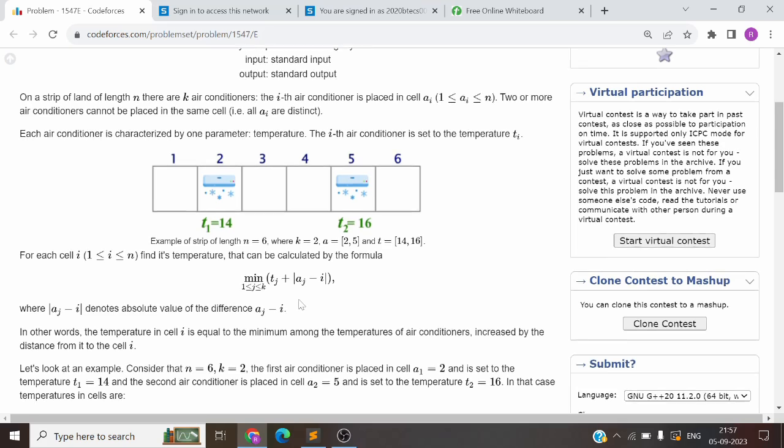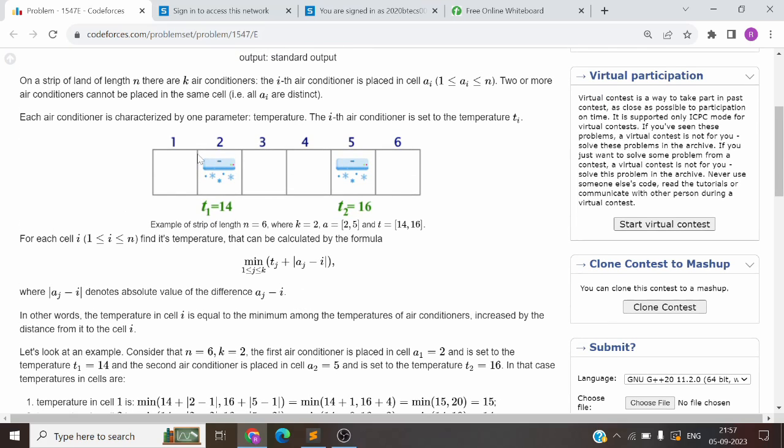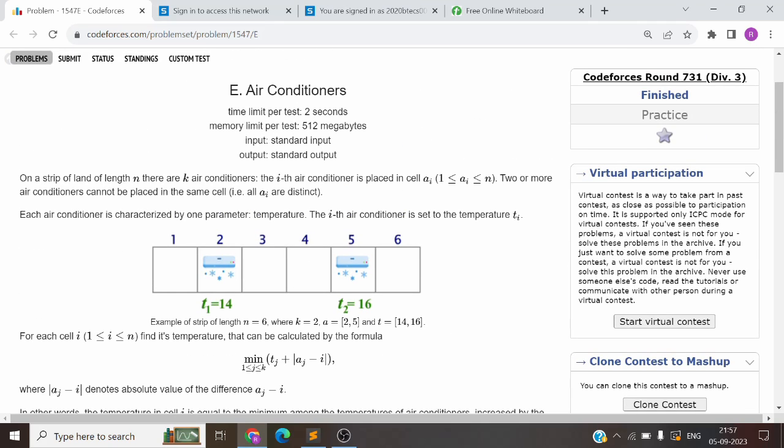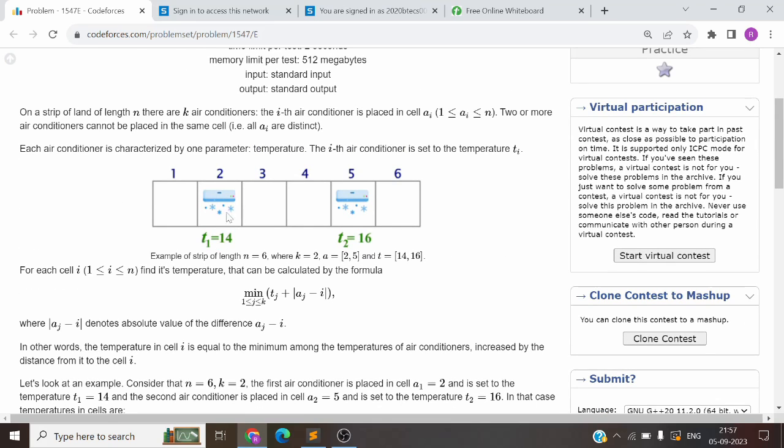So I will explain the problem. The problem basically specifies that there is a strip of length n. Suppose n is equal to 6. In the strip, at some particular points, there are some ACs. The air conditioners have been put, and here the air conditioner is put at the second position, and here the air conditioner is put at the fifth position.